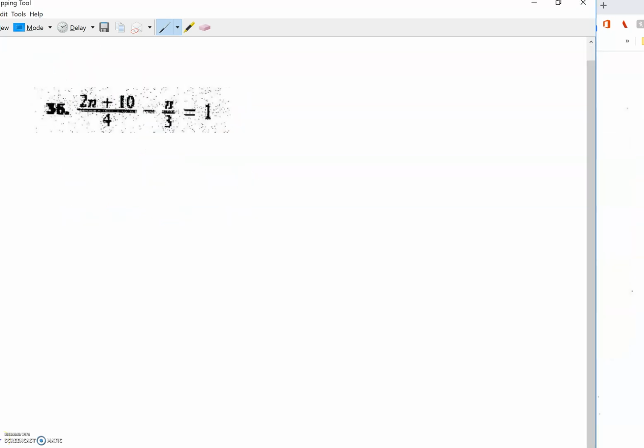Okay, so here's question number 36. So we're looking to get rid of a fraction. 4 and 3, the LCM would be 12. So multiply by 12, this can be 12. No, I'm writing at the front. You could write at the back if you want. Don't forget, right here, that's got to be multiplied by 12 also.